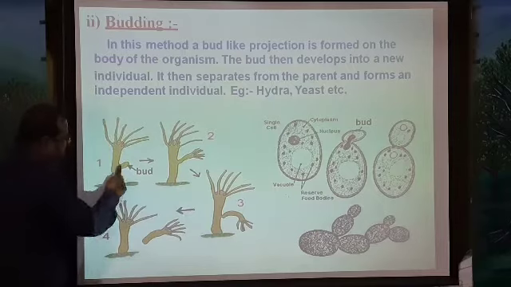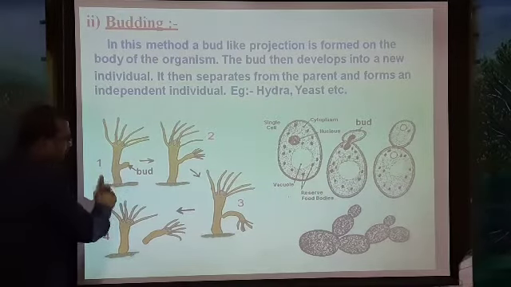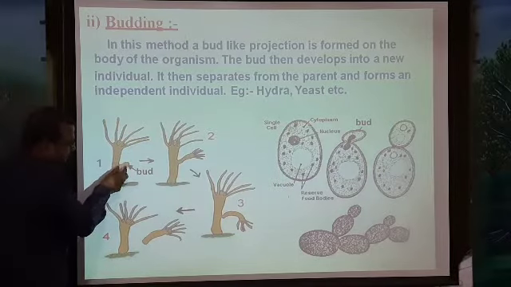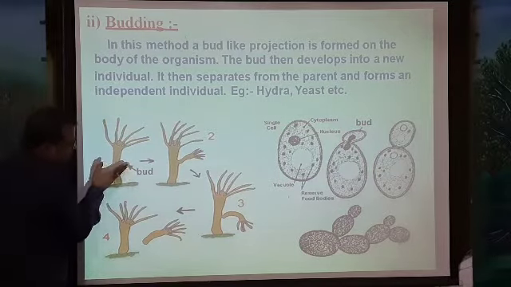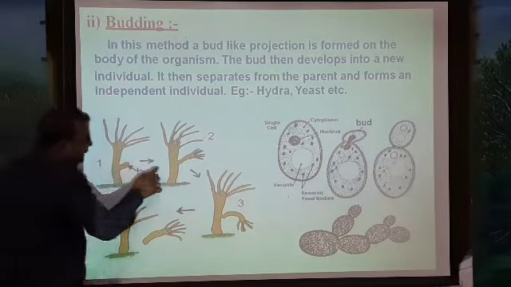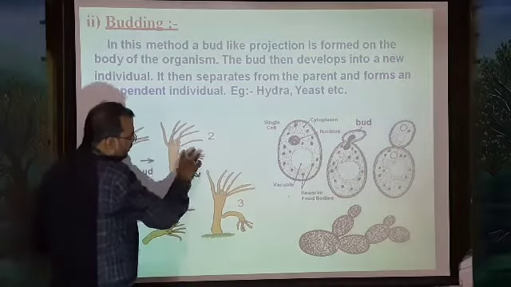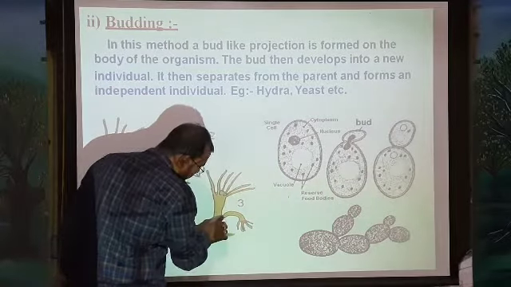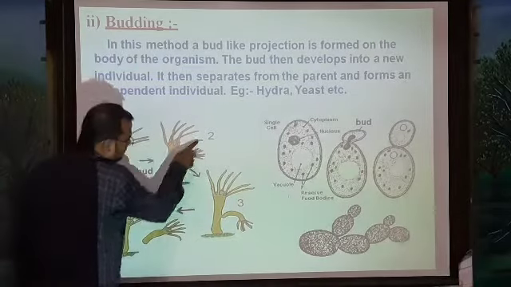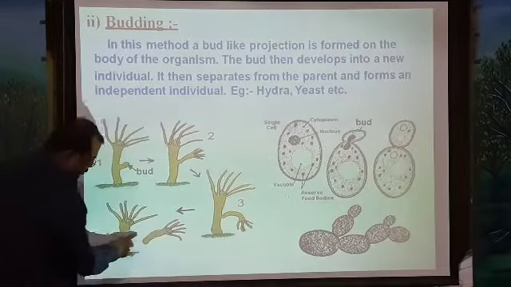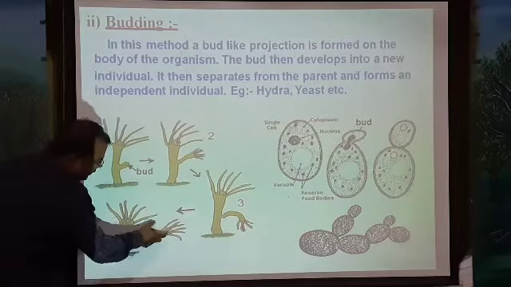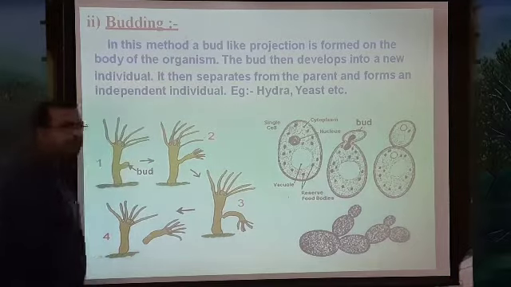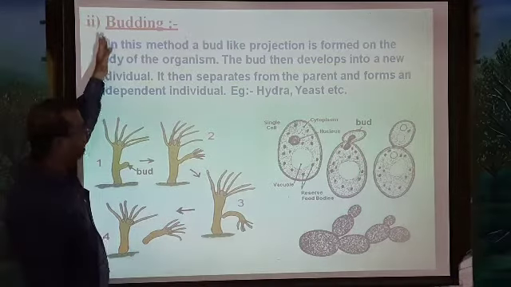This entire thing is one organism, which is considered the parent. This parent develops a structure called a bud on the body, and once it becomes mature, it is detached from the parent body. See here, this is the first step, the second step, and the third step. It detaches from the parent body, comes out, and develops into a new individual. So the bud is going to become a new individual. It is called budding.